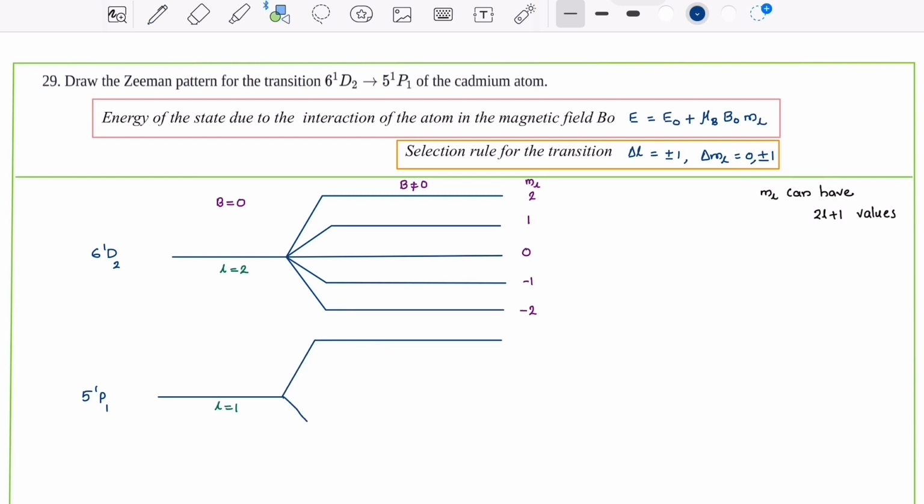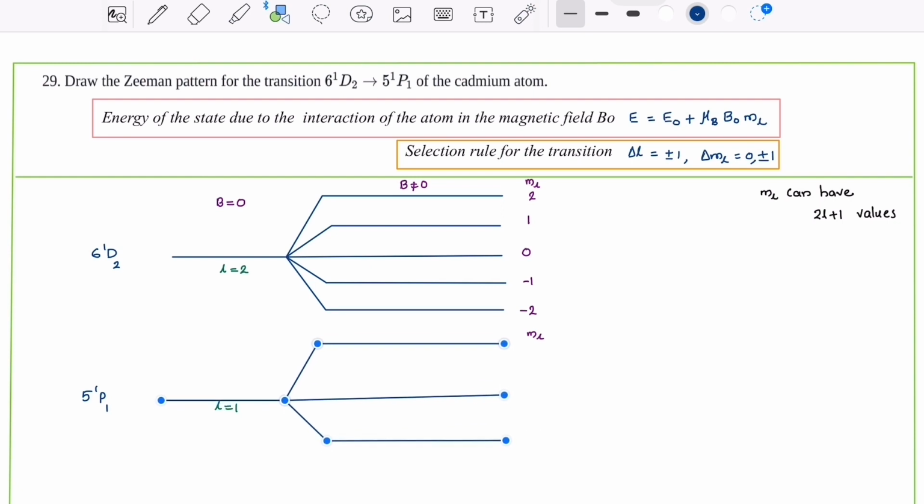Now, when you switch on the magnetic field, L is equal to 1 level will split up into 3 components, because 2L plus 1 is equal to 3. That is, the value of ML is here 1, 0 and -1.